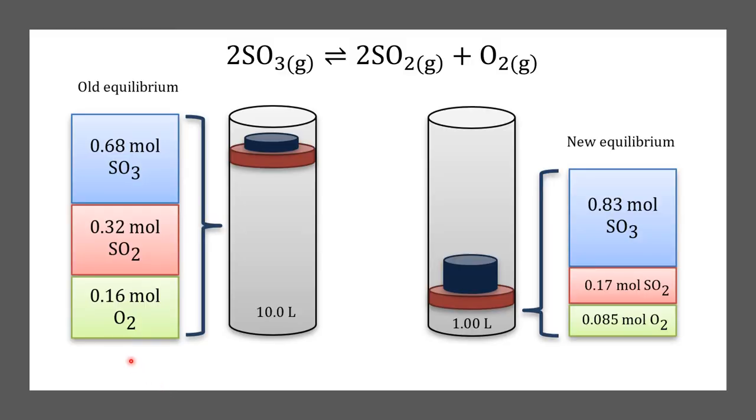Again, let's have a look at the actual numbers. Reaction between sulfur trioxide and sulfur dioxide and oxygen. This is the old equilibrium. In a 10-liter container, we have the amounts of substance as shown on this slide: 0.68 mole sulfur trioxide, 0.32 mole sulfur dioxide, 0.16 mole of oxygen. If the system is disturbed by increasing the external pressure, so the size of the gas would be reduced to 1 liter.